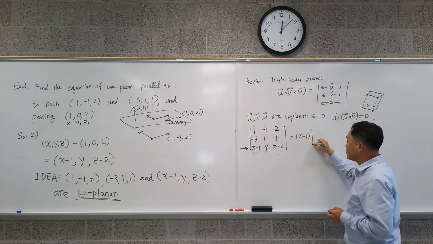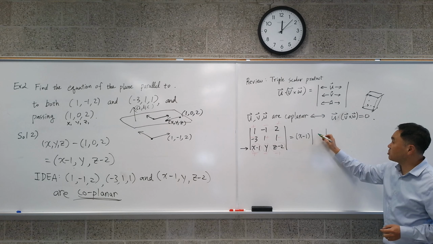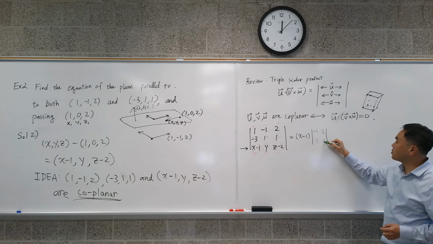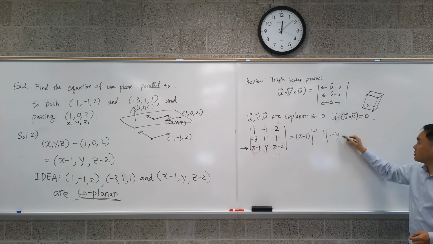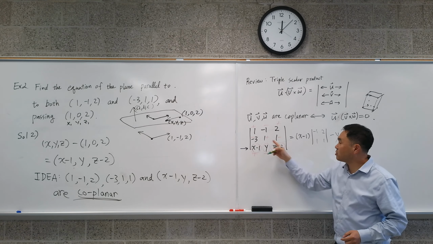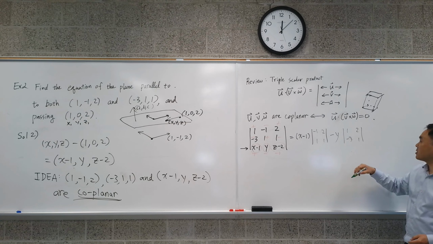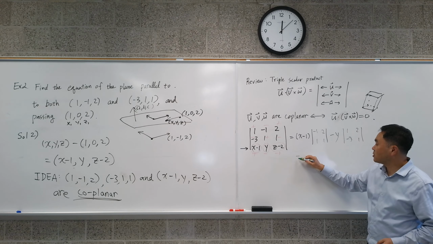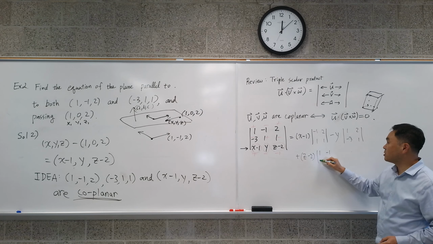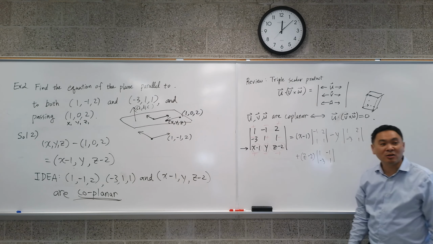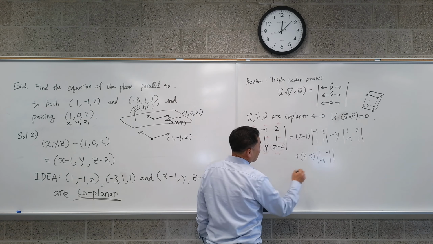X minus 1. Delete the column and the row containing x minus 1. That gives you -1, 2, 1, 1. And then you put minus y because of the checkerboard of signs, and then you delete the column and the row, you get 1, 2, -3, 1. And then plus z minus 2, and then you have 1, -1, -3, 1. And what do you know? You get the same exact formula that we did for solution 1.